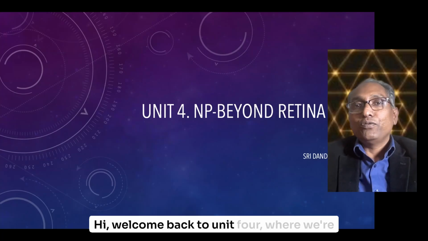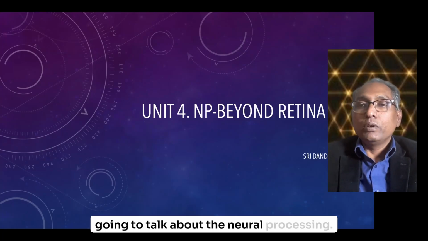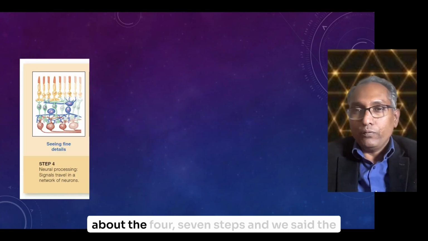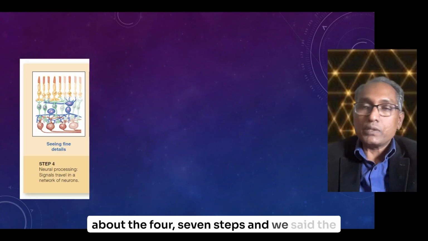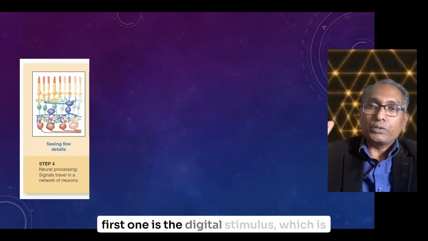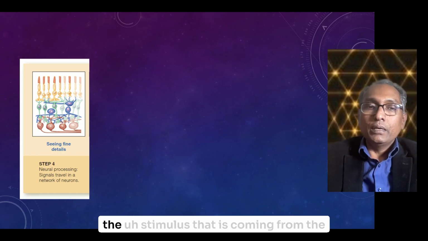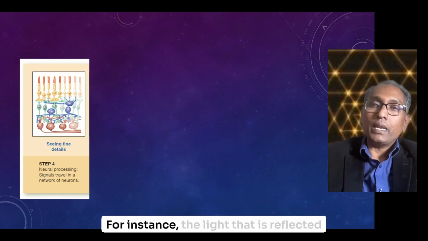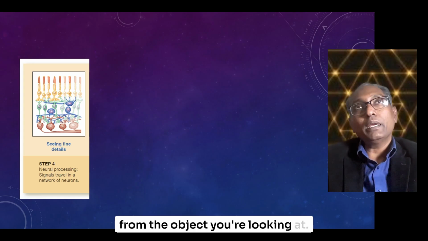Hi, welcome back to Unit 4, where we're going to talk about the neural processing. Now, if you remember when we were talking about the 7 steps, and we said the first one is the distal stimulus, which is the stimulus that is coming from the external environment. For instance, the light that is reflected from the object you're looking at.